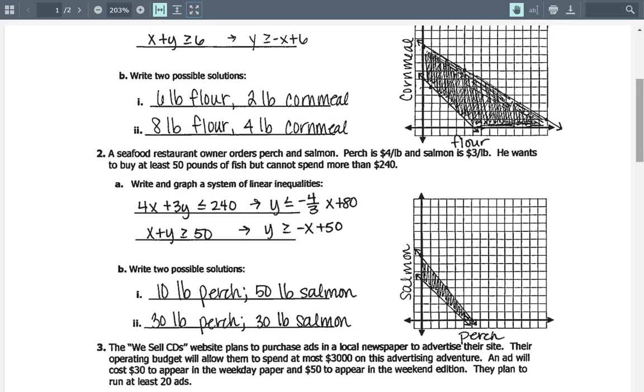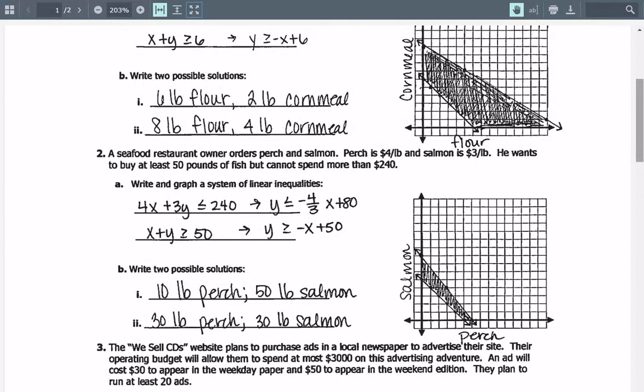A seafood restaurant owner orders perch and salmon. Perch is $4 per pound and salmon is $3 per pound. He wants to buy at least 50 pounds of fish, but cannot spend more than $240. So let's write our equation.